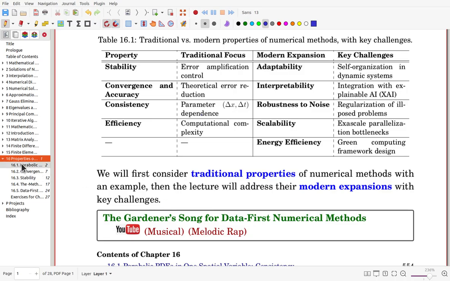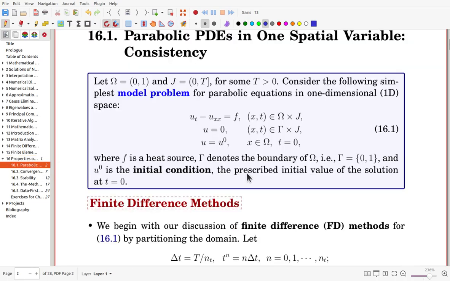Okay, let's go to the first section. Parabolic PDEs in one spatial variable, consistency. In this section, we'll introduce the finite difference method for a model problem and consider the consistency.